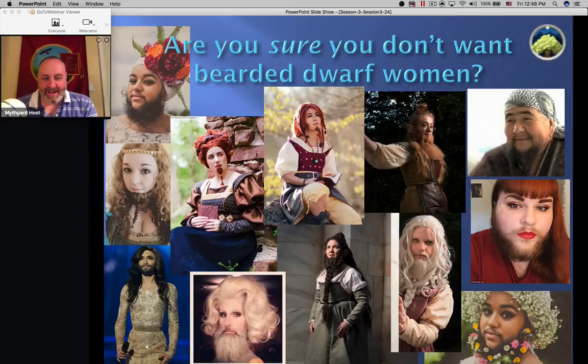Okay. So if there is a very general movement for dwarf bearded women, I'm not going to resist it until the end. I'm not massively anti bearded dwarf women.